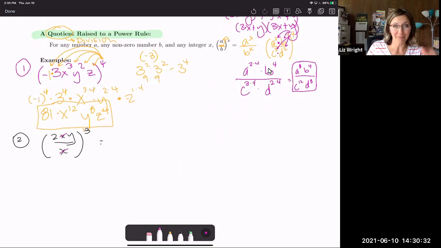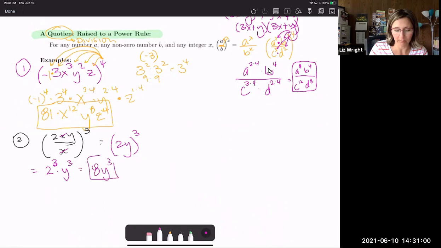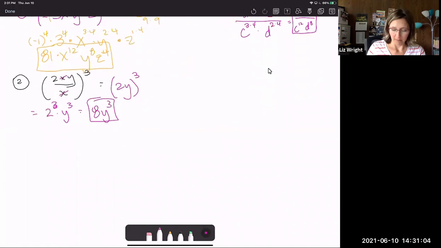I'm going to cross off my x's because x over x reduces to 1, right? So now what that means I have is that I've got 2y raised to the third power, which is going to equal 2 to the third times y to the third. And 2 to the third is going to give me 8, and it's going to be 8y to the third. And that's our answer. That's as far as we can go. Let's try another one.